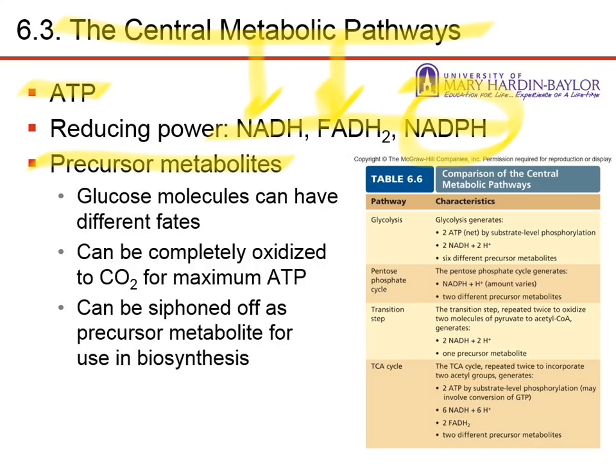And the central metabolic pathway starts with glucose, and glucose molecules can go down different fates, but ultimately they're going to be oxidized to CO2, and then ATP is going to be produced in that process. But if a cell's growing, a cell needs much more than ATP, and many times it's going to pull off some of the carbons from glucose as it's going through the pathway, and it's going to make these molecules that are called precursor metabolites. Remember, I told you Table 6.2 and Figure 6.28.